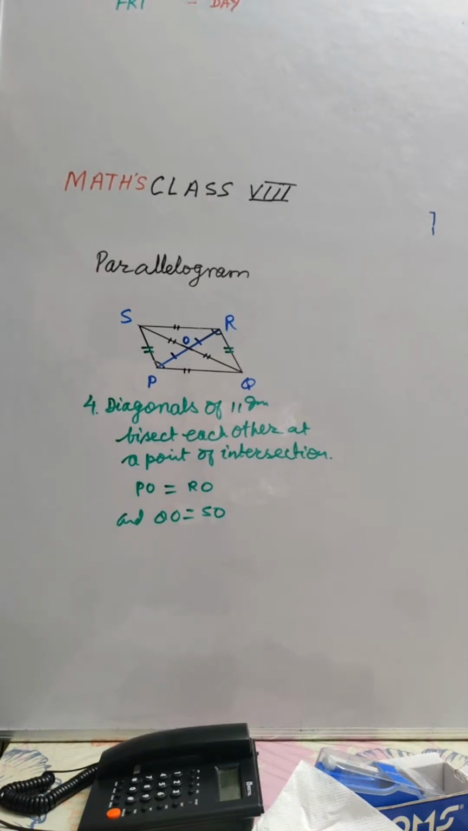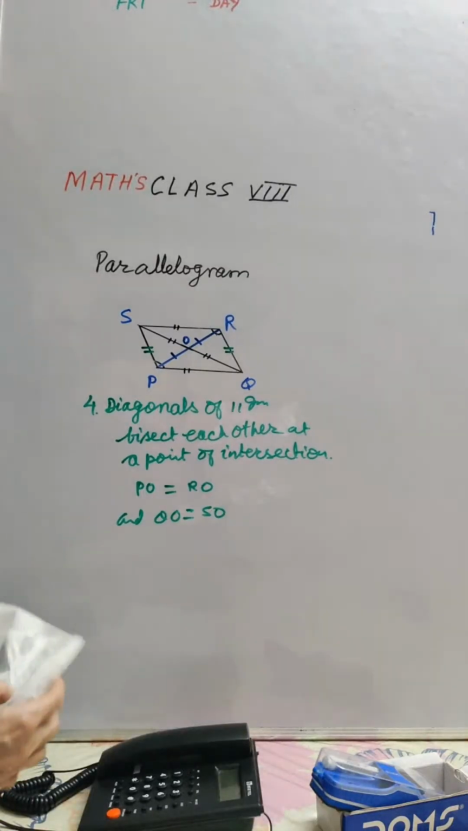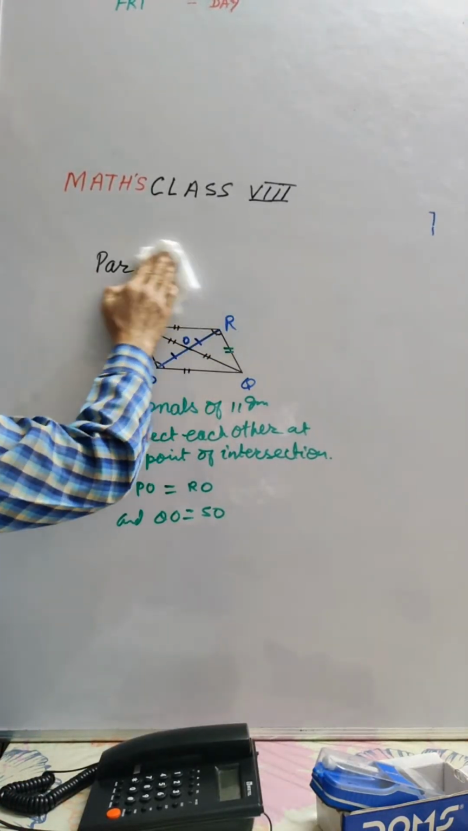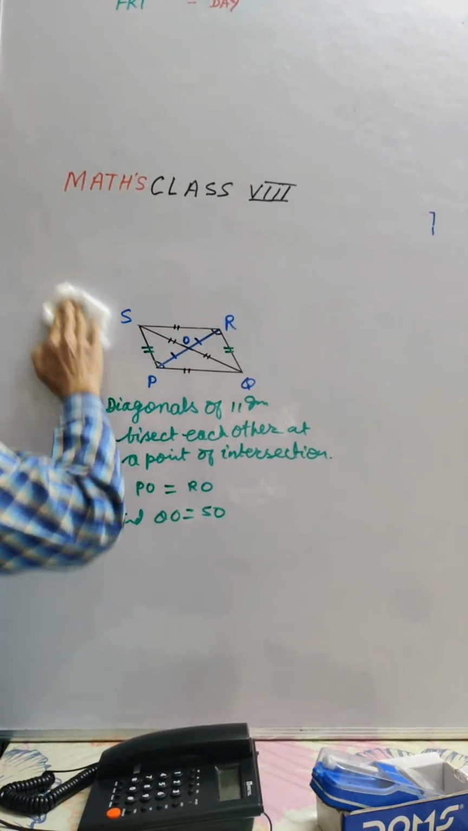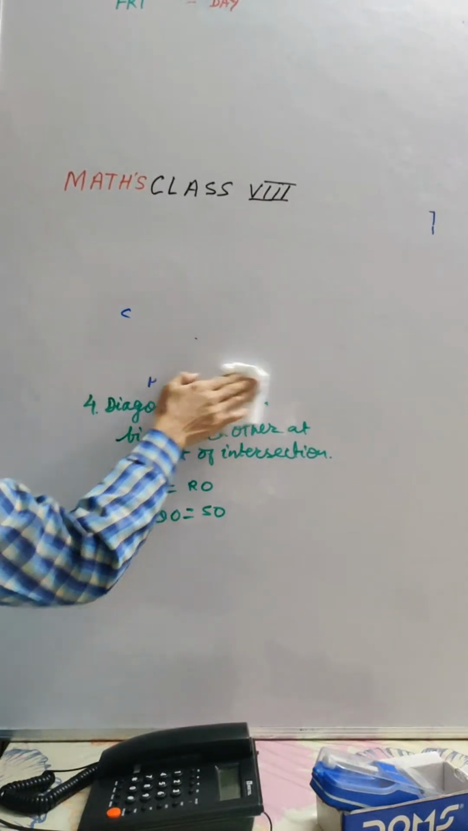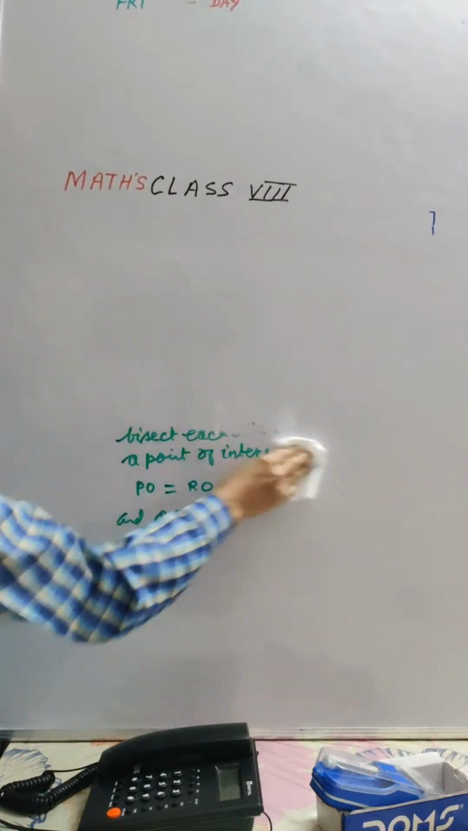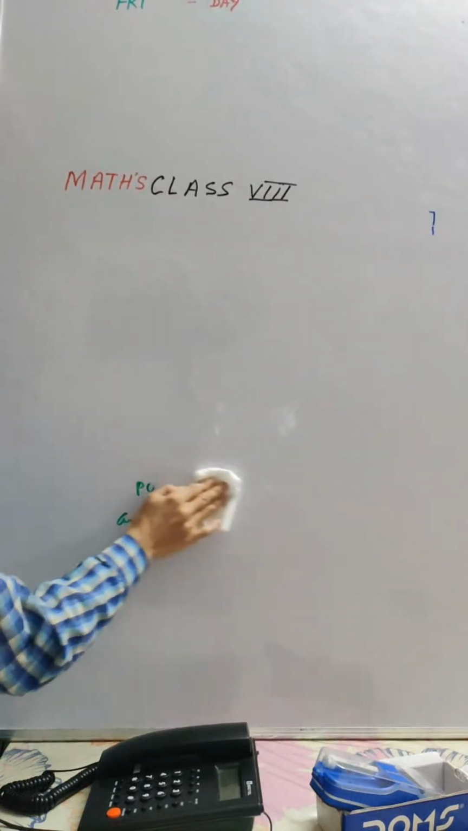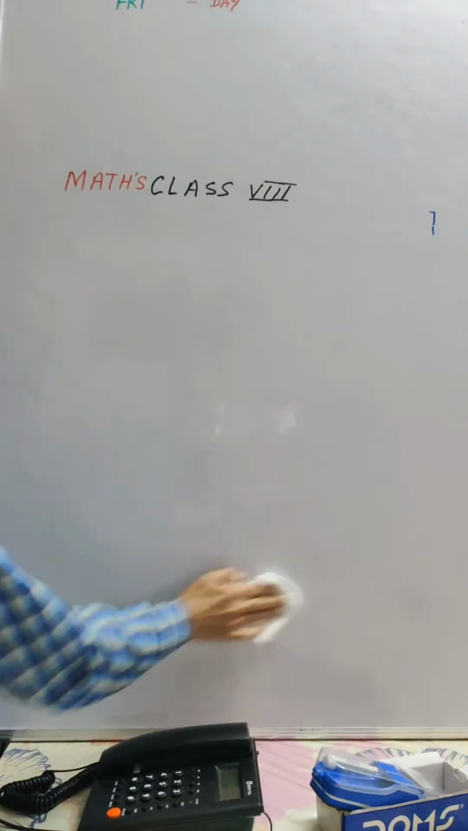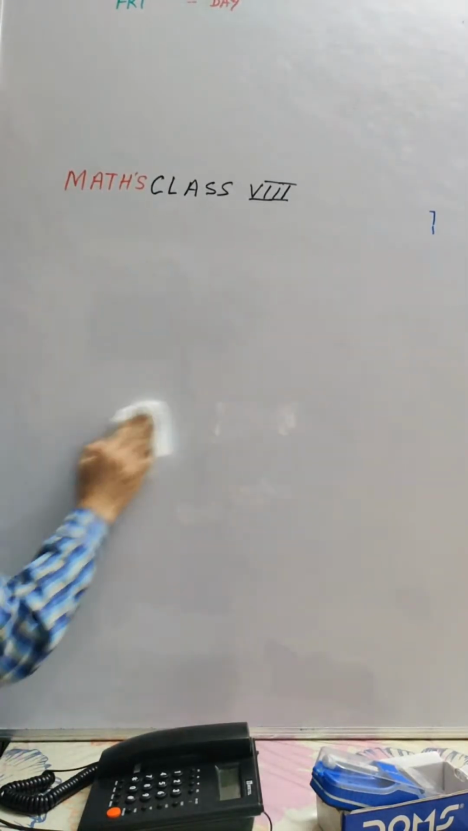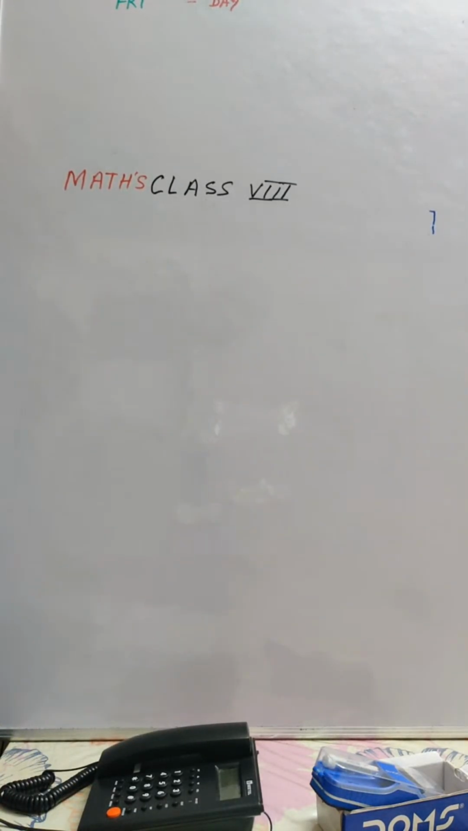Now second thing, we are taking, after parallelogram, there is rhombus. Rhombus is a quadrilateral in which all the sides are equal, and that is a parallelogram. Rhombus is a special type of parallelogram in which all the sides are equal.